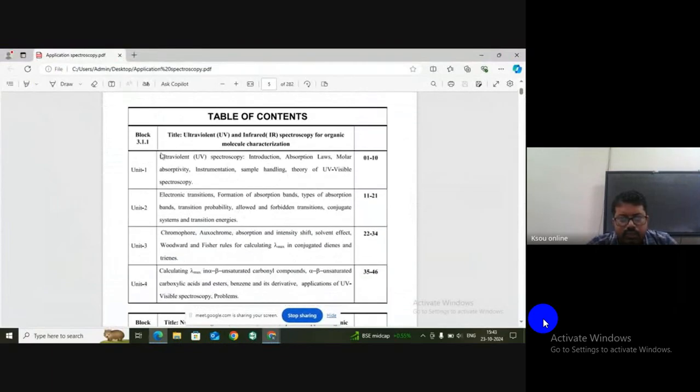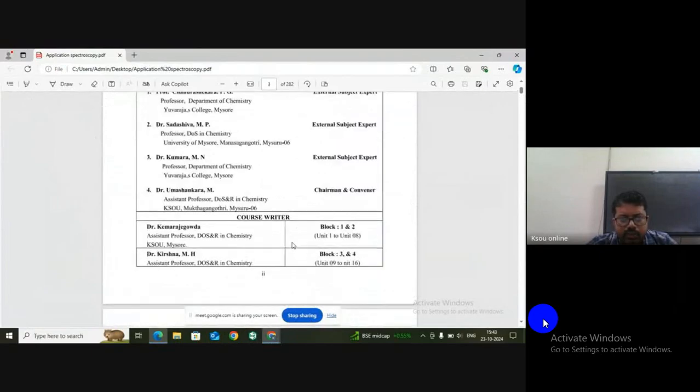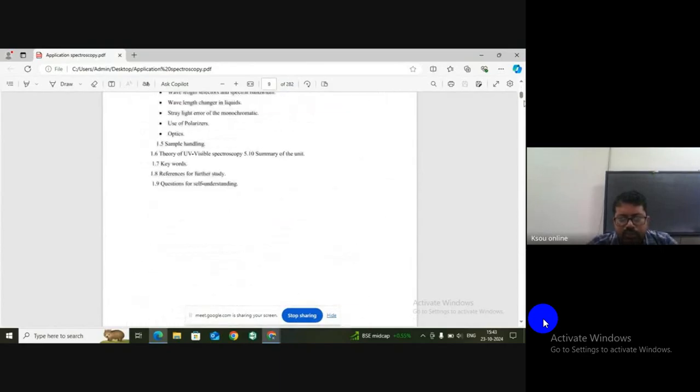See here, this is the syllabus. This is actually a textbook for M.Sc. Chemistry in the CBCS, third semester course HCT 301, Application of Spectroscopy.